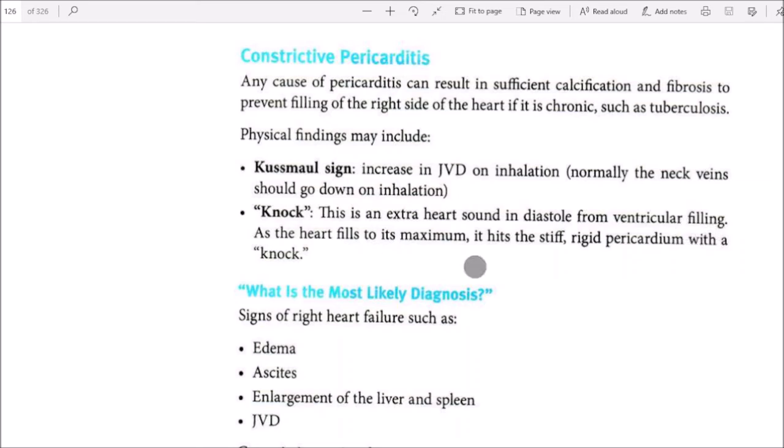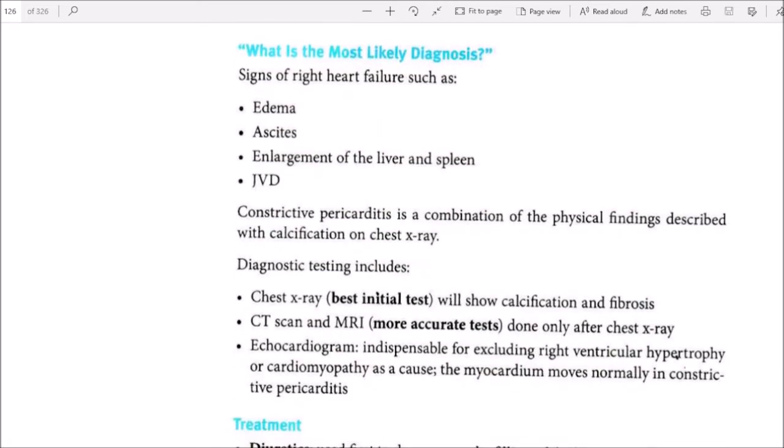As the heart fills to its maximum, it hits the stiff, rigid pericardium with a knock. For the most likely diagnosis, look for signs of right heart failure such as edema, ascites, enlargement of the liver and spleen, and jugular venous distension. Constrictive pericarditis is a combination of the physical findings described with calcification on chest X-ray. Diagnostic tests include chest X-ray, the best initial test, which will show calcification and fibrosis.